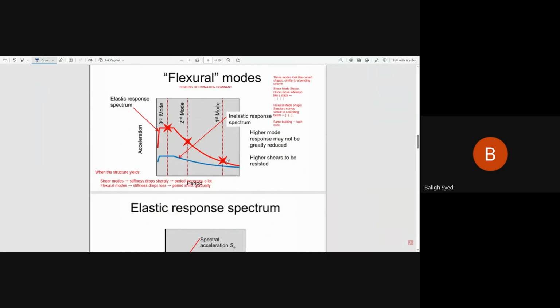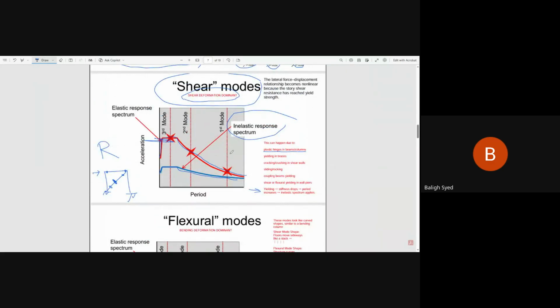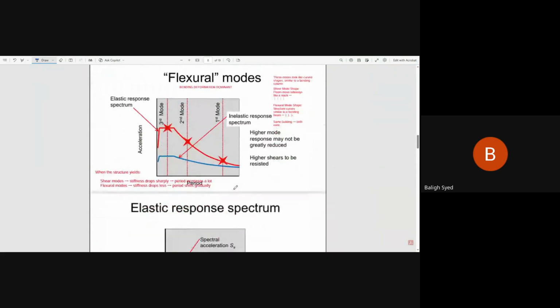But see, pay attention. Even in the shear mode, the fundamental mode of vibration, the period is the longest right here. And for the flexure mode, the fundamental mode of vibration is right here. But do we consider just one mode or two modes? No, we combine all the modes for our spectrum. Make sense what I'm saying? So shear mode shape, floors move sideways like a stack. For flexure mode shape, the structure curves similar to a bending beam. Okay, same building, both exist. For one structure, the shear mode exists, and in one building, the flexure mode exists.